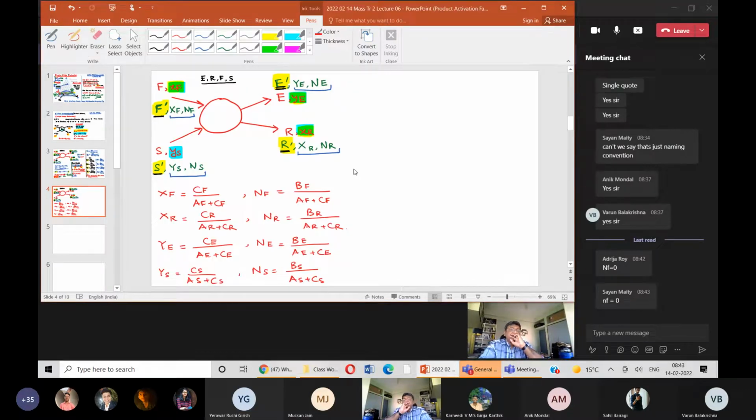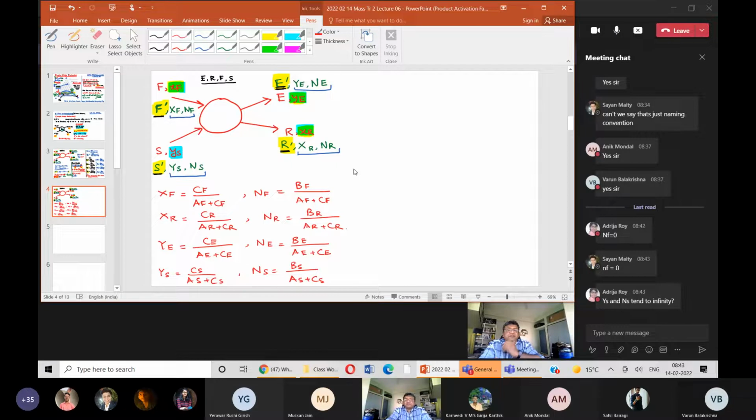Yes, NF is equal to 0 is one set. Why is the class silent? People are having difficulty in understanding, or you have just logged on and gone in pursuit of 14th Feb celebrations, which have started already, or attempt to celebrate.